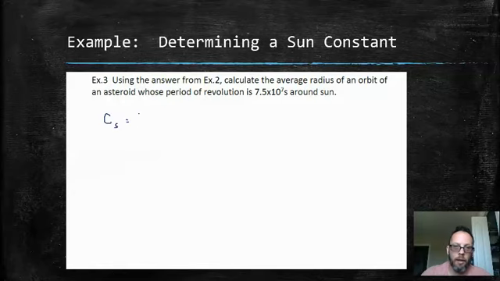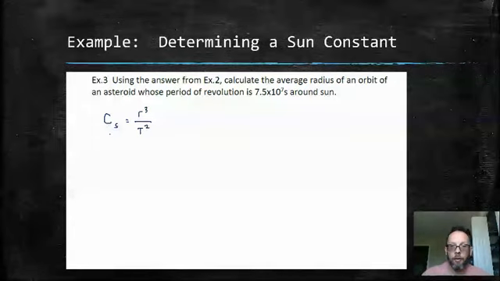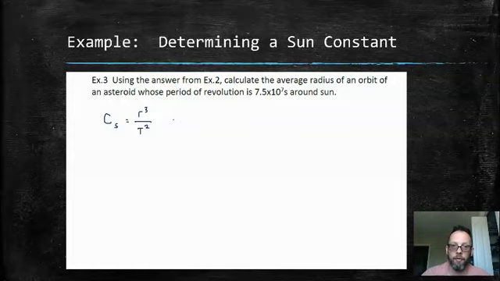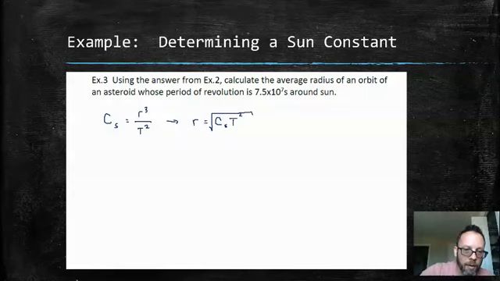Here, the question implies our starting point would be this version of Kepler's third law. We know our sun's sun constant now, and we know the period for this asteroid. If we rearrange this, we get r cubed equals Cs times T squared. I left that pretty tight, so I'm just going to rewrite that. We would just do the cube root.